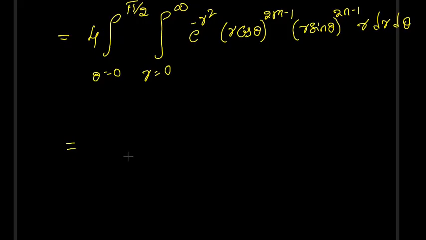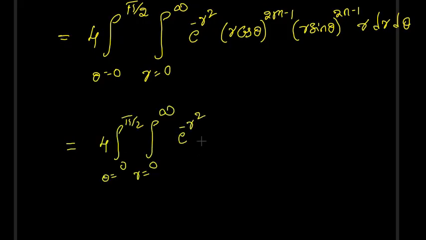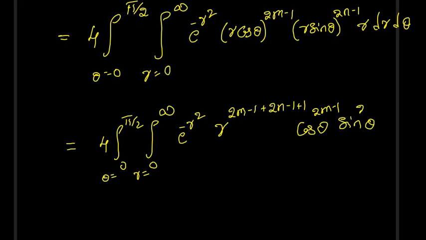Now we just need to simplify this. So you have e to the power minus r squared, and you can see that the total power of r is 2m minus 1 plus 2n minus 1 plus 1 from the Jacobian r. And the rest we have is cos theta to the power 2m minus 1 and sin theta to the power 2n minus 1 times d theta.